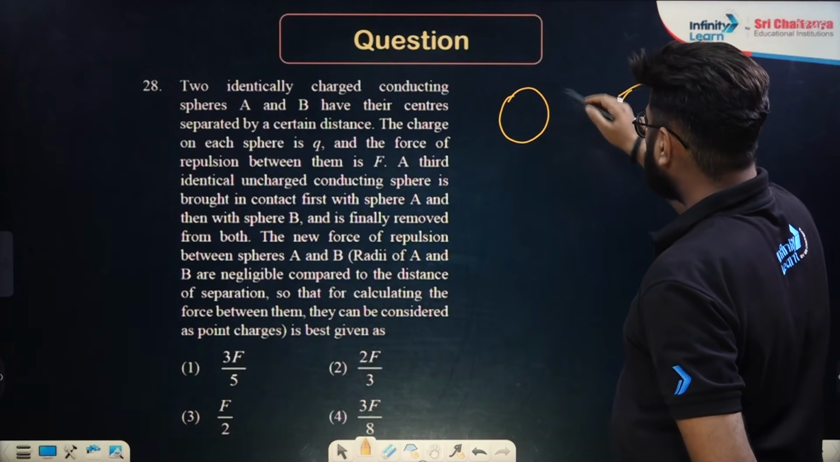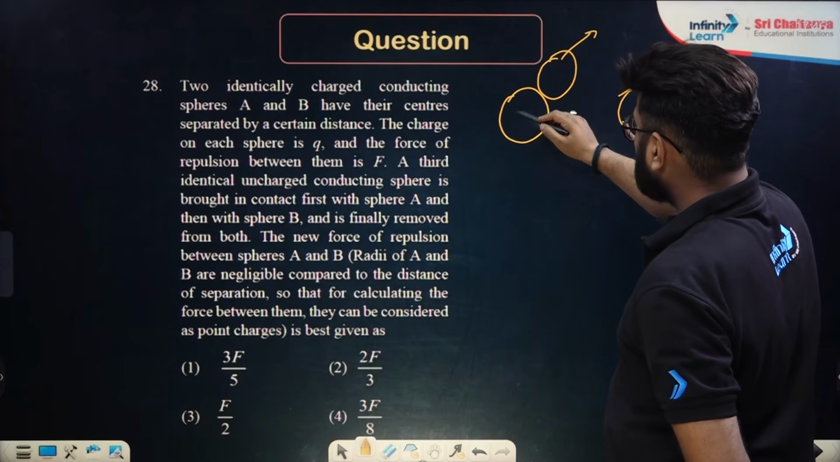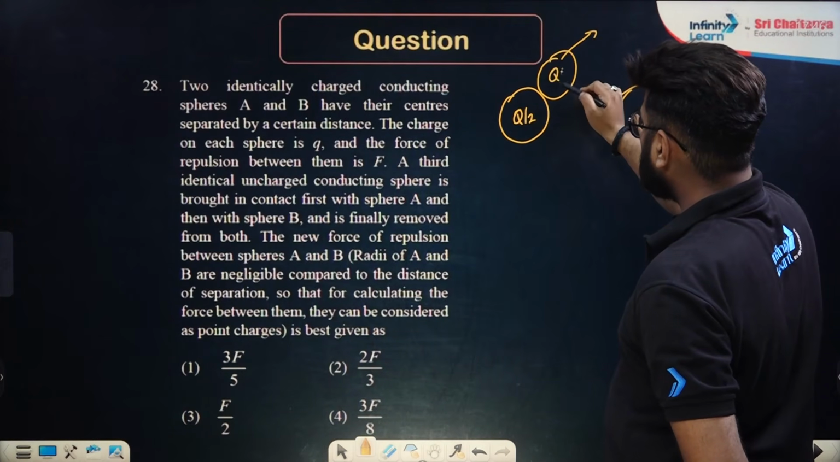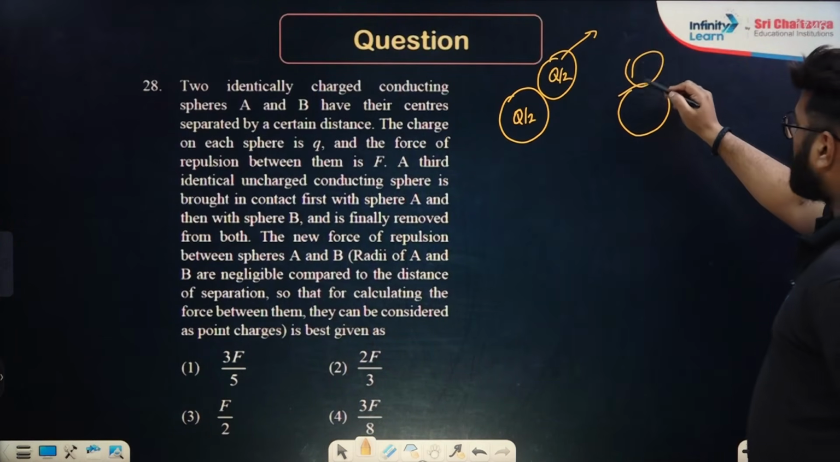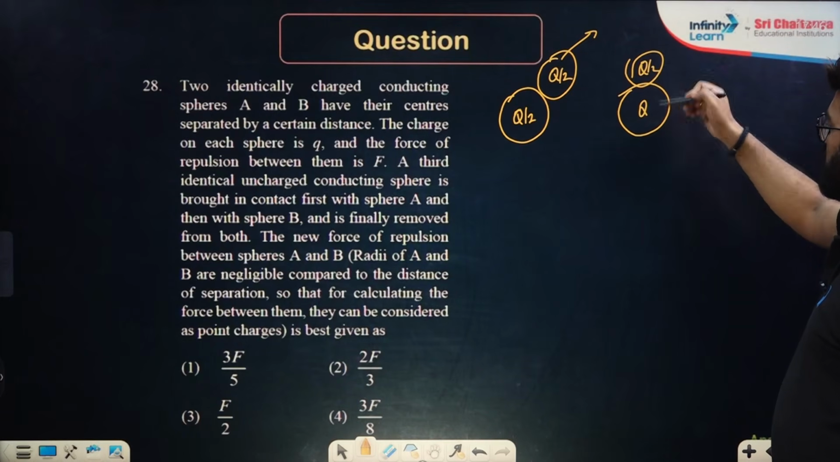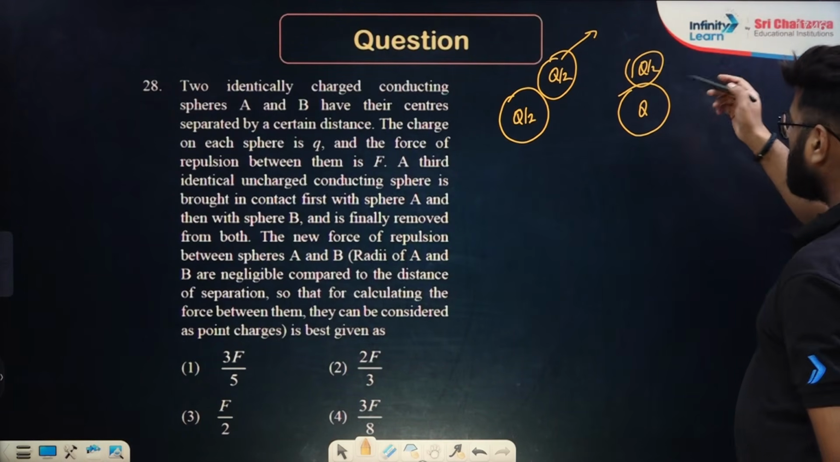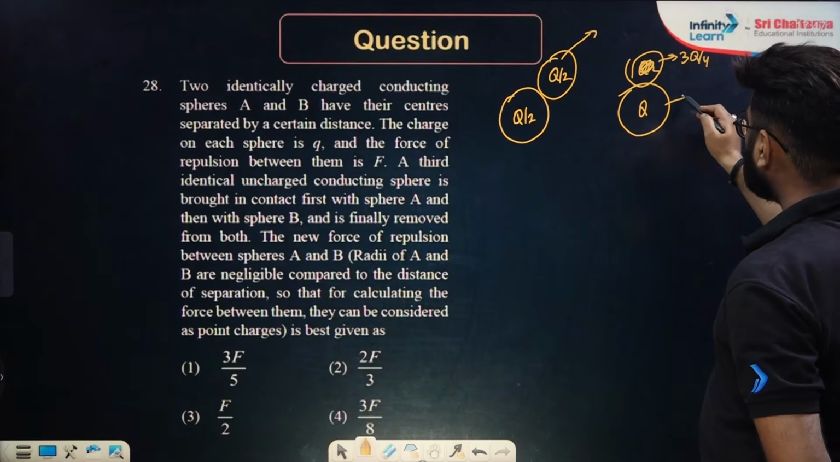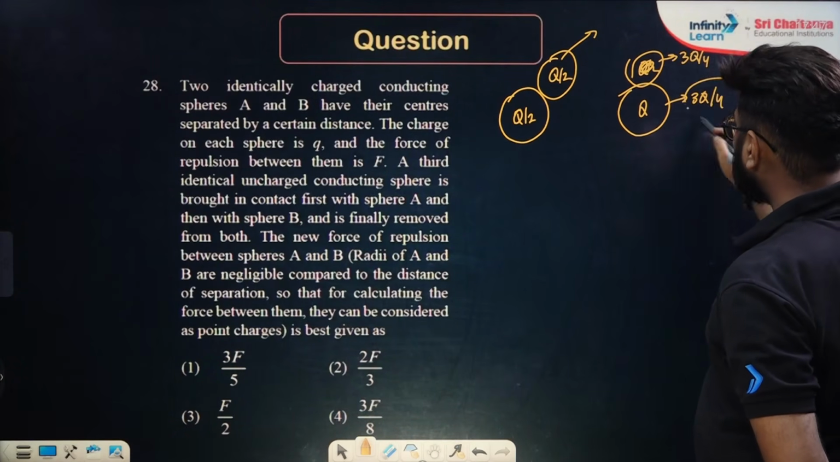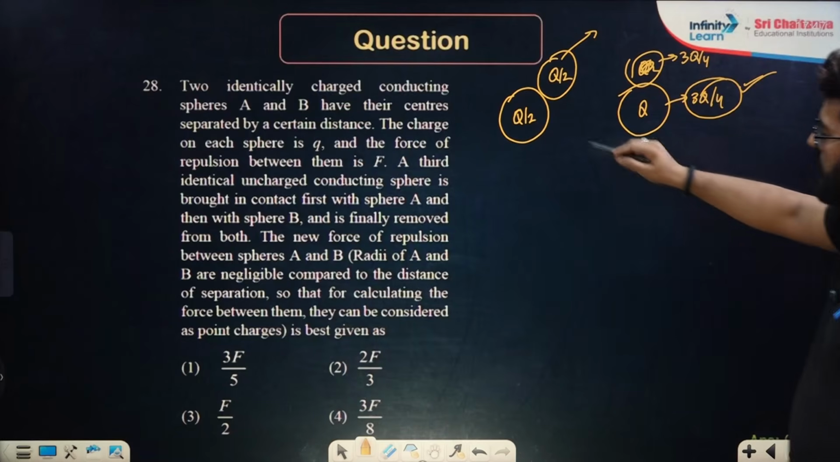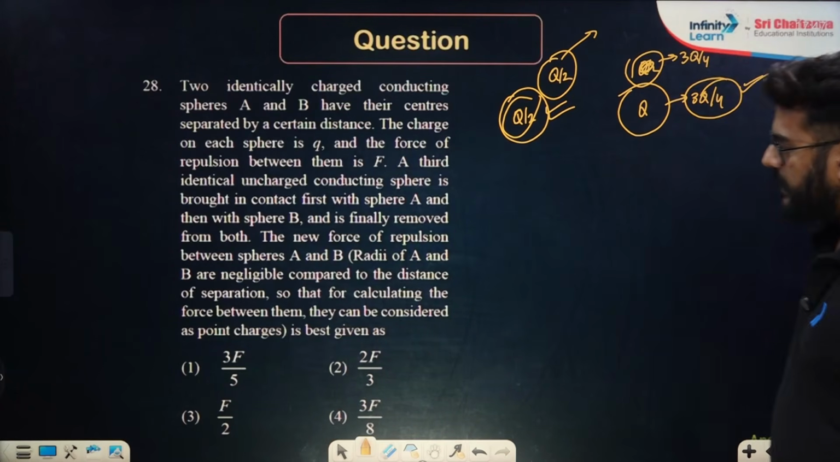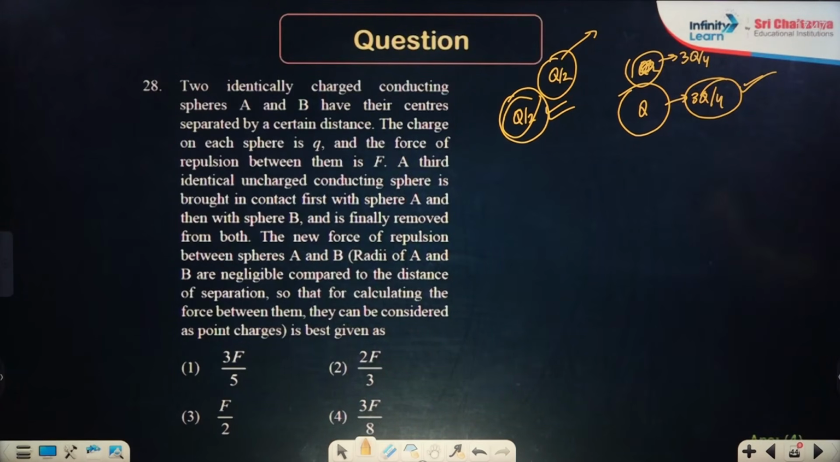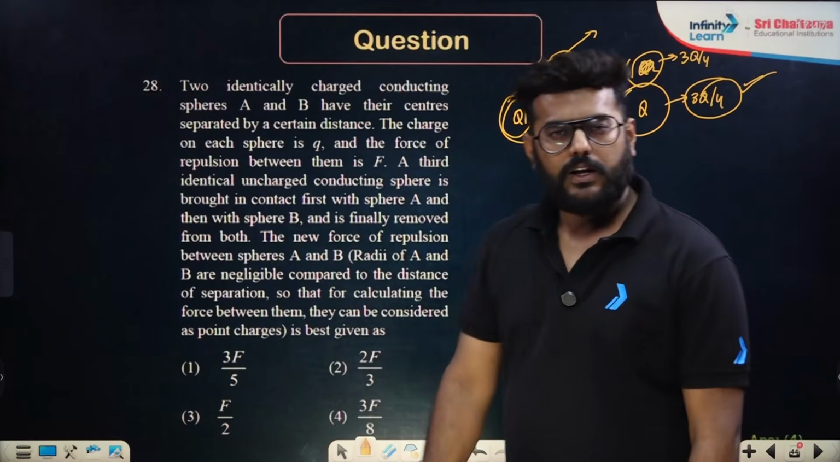Q and Q. Now when it is in contact and kept away, it will have Q by 2 and it will have Q by 2. Now when it is brought in contact over here, it has Q by 2, Q. Add both of them, it will be 3Q by 2. So now the new charge will be 3Q by 4 and 3Q by 4. So basically you need to find out the net force between 3Q by 4 and this Q by 2. Find it, you will get the value in terms of F. F was simple, KQ1 Q2 by R square.